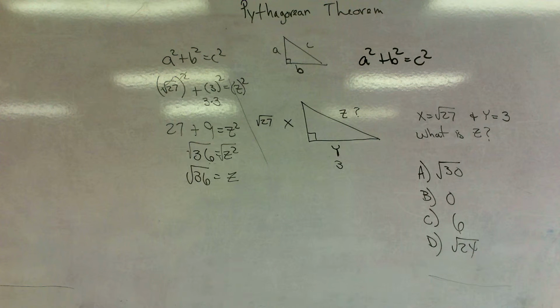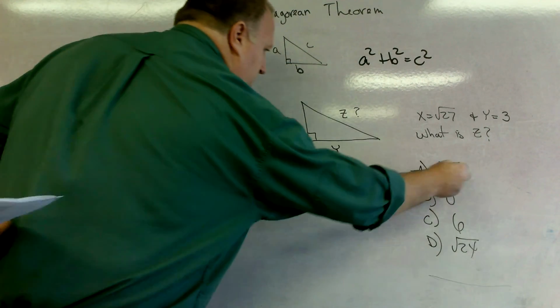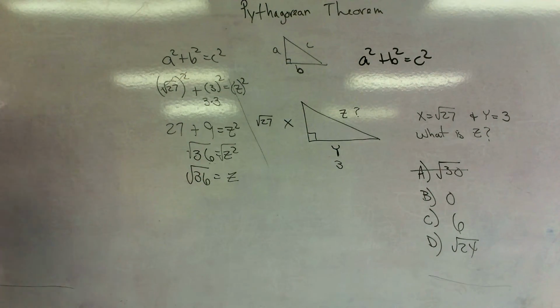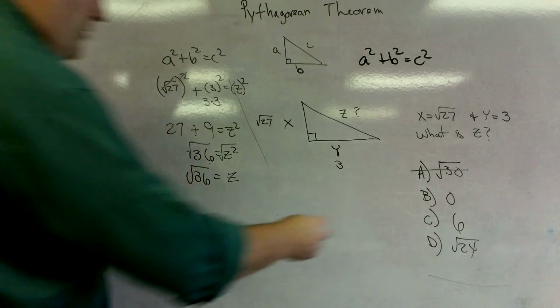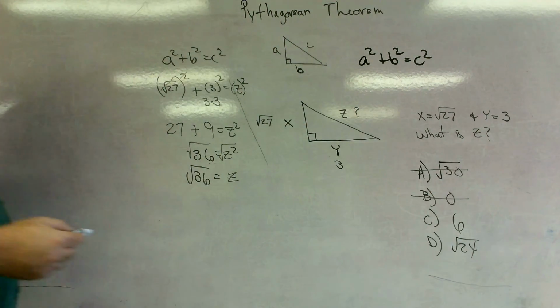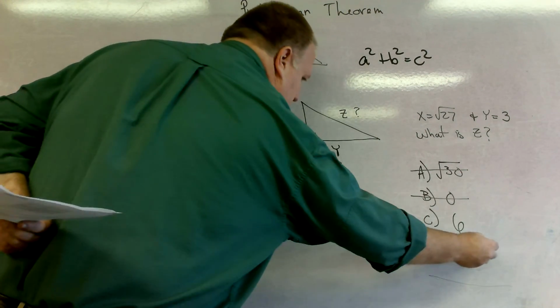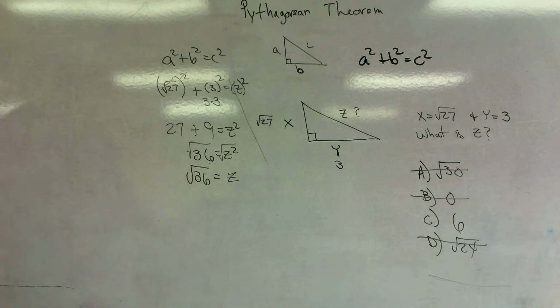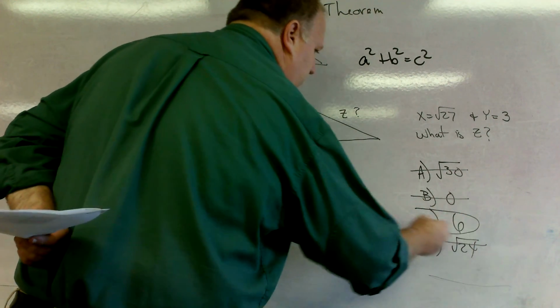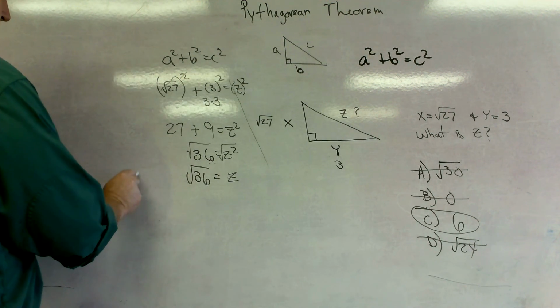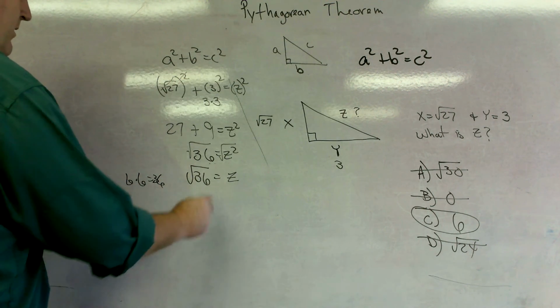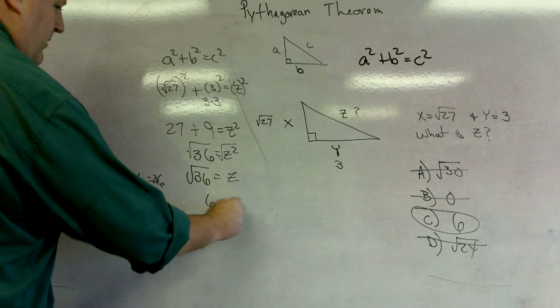Is the square root of 36 the square root of 30? No. So A is gone. Is the square root of 36 0? No. So B is gone. Is the square root of 36 the square root of 24? No. D is gone. The only possible answer that could be right is C, 6. And since 6 times 6 is 36, the square root of 36 is 6.